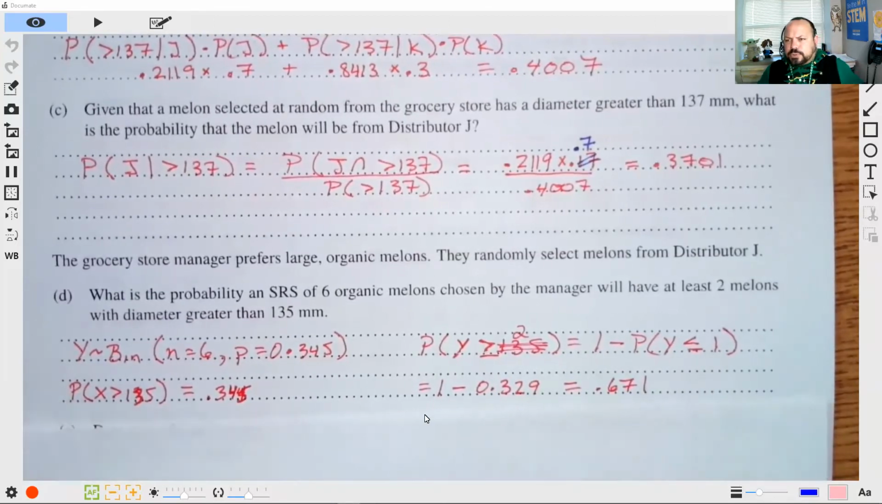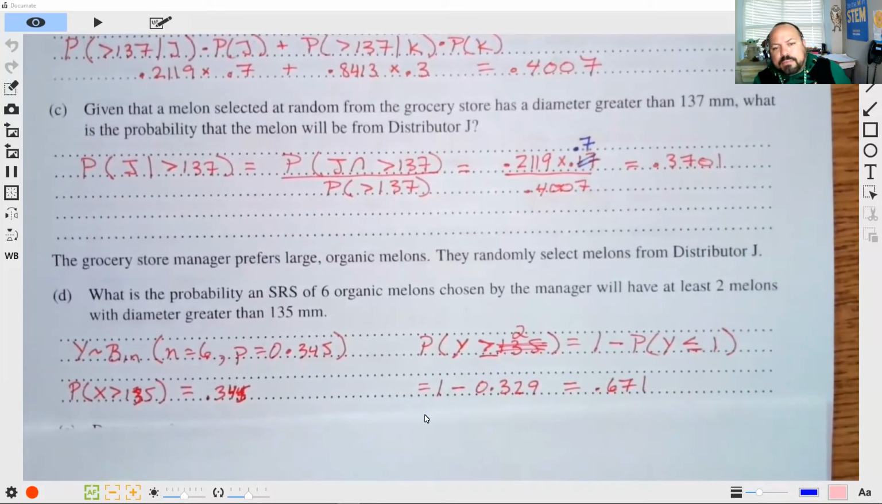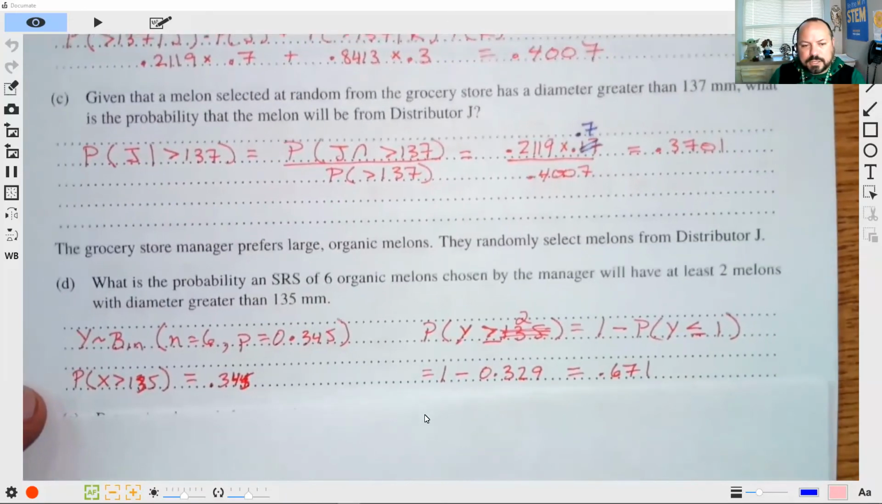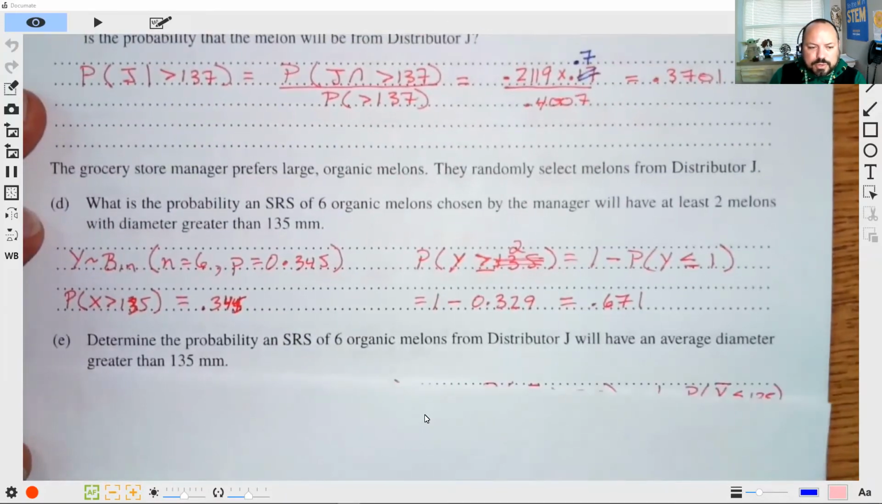So in essence, a little more than 2/3 of the time, when I select 6 organic melons, I'll have at least 2 of them with the diameter greater than 135. And then the last piece for this question.